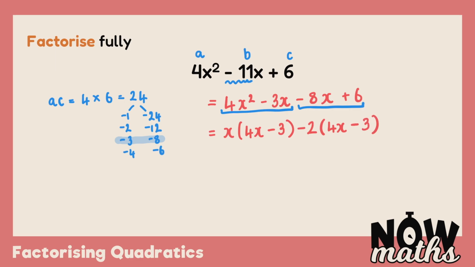Now we have an expression with only 2 terms in it, and each term has a common factor of 4x subtract 3. So we're going to pull this out as a common factor. And if we divide the first term by 4x subtract 3, we get x. And if we divide the second term by 4x subtract 3, we get negative 2. And since that's all of the terms, we can close our bracket, and this is our fully factorised quadratic. And as previously, the 2 brackets could be written in either order.